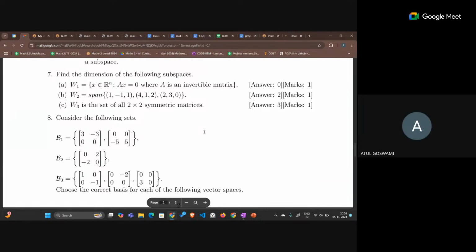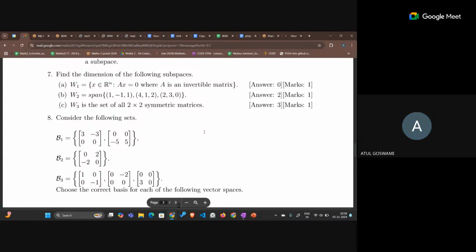Okay. So W1 is AX equal to 0, where A is an invertible matrix. So A is invertible. That means you will have a non-zero determinant. Non-zero determinant means the dimension for this is n, right? Okay. Yes.